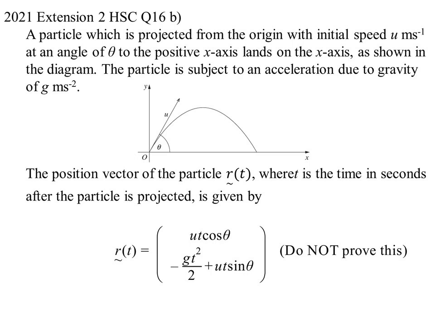A particle is projected from the origin, initial speed u, at an angle of theta, usual sort of stuff. Everything's the standard, basic Extension 1 version of a projectile. Okay, we're using vectors, but that's Extension 1 as well. No different. And in fact, they've given us the position vector. Do not prove this. So there it is. Horizontal u t cos theta, y direction minus g t squared on 2 plus u t sin theta. Everything we're expecting to see.